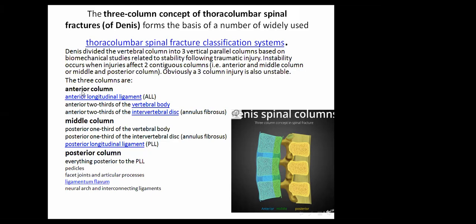The three columns are the anterior column, the middle column and the posterior column. The anterior column consists of the anterior longitudinal ligament, the anterior two-thirds of the vertebral body and the anterior two-thirds of the intervertebral disc. The middle column consists of the posterior one-third of the vertebral body, the posterior one-third of the intervertebral disc, and the posterior longitudinal ligament. The posterior column consists of everything posterior to the posterior longitudinal ligament: pedicles, facet joints, articular processes, ligamentum flavum, neural arch, and interconnecting ligaments.